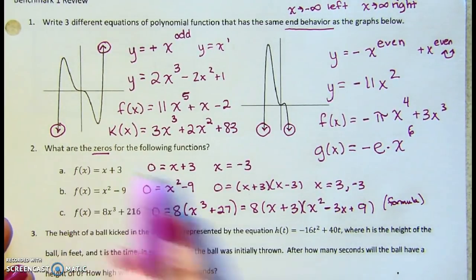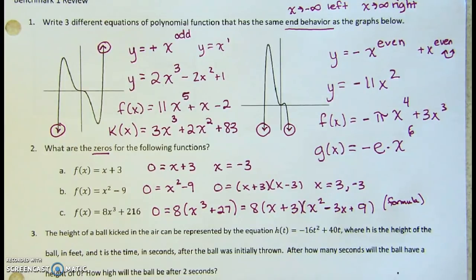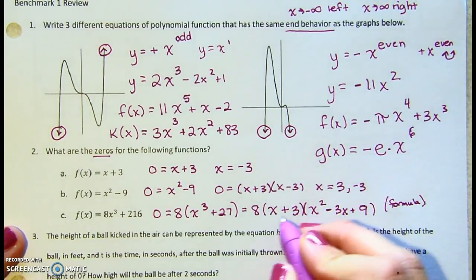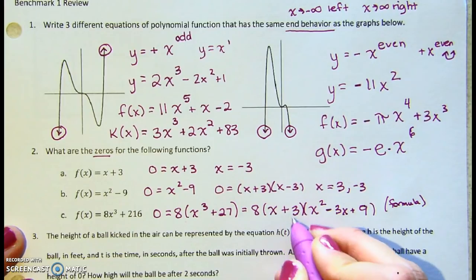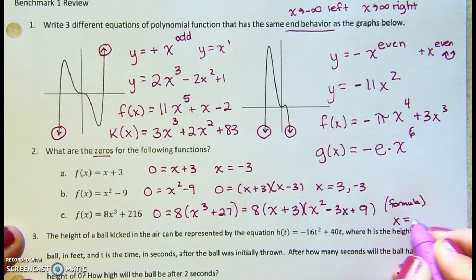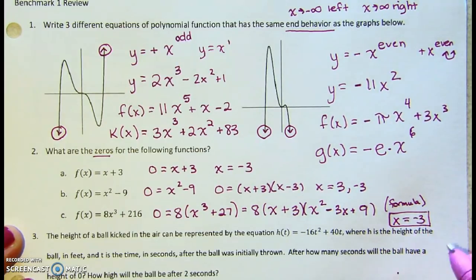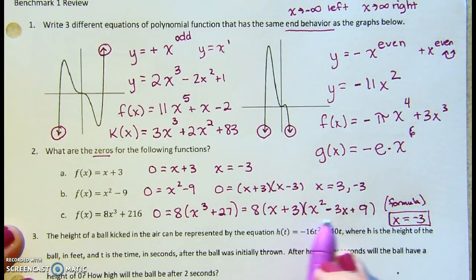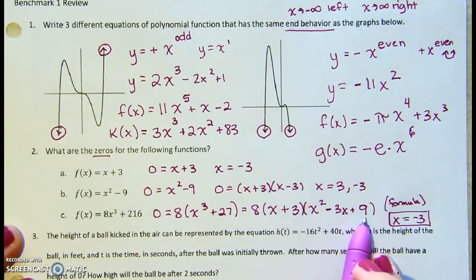Oops, I didn't answer the question. The question says, what are the zeros? So the zeros are when we solve for x. So x plus 3 equals 0, so x equals -3, like that. And then this cannot be factored. If this could be factored, then the formula would be to factor it.